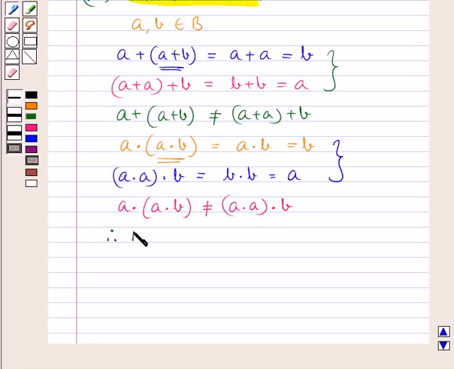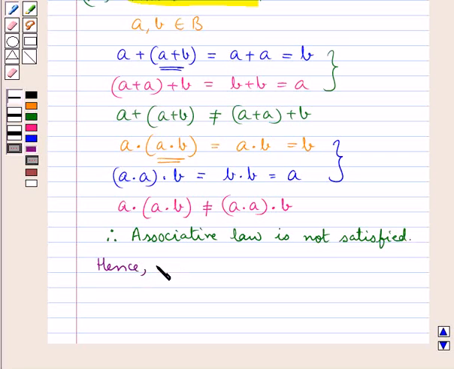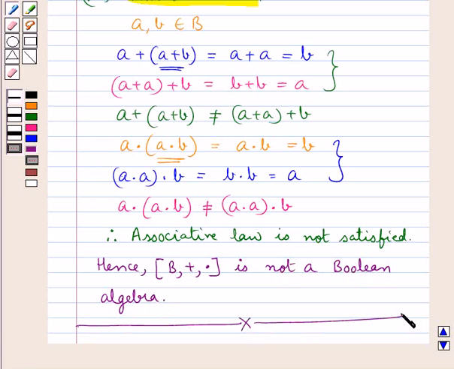And therefore we can say that the associative law is not satisfied. Hence, we can conclude that the system consisting of the set B and the operations of sum and product is not a Boolean algebra. So this completes the session. Hope you have understood the solution of this question.